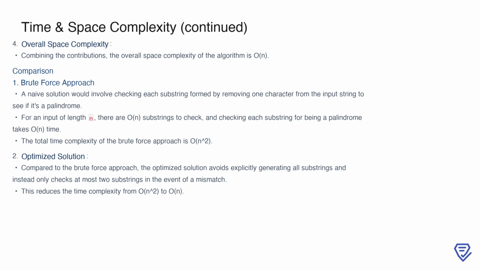Comparing this to a brute force approach highlights the efficiency of our solution. A naive method would involve generating all possible substrings formed by removing one character from the input and checking each for being a palindrome. For a string of length n, there are O(n) such substrings, and checking each one takes O(n) time, resulting in an overall time complexity of O(n squared). By contrast, the optimized solution avoids generating substrings explicitly. Instead, it directly examines at most two substrings for palindromic properties during the mismatch handling. This optimization reduces the time complexity from O(n squared) to O(n), making it significantly more efficient.